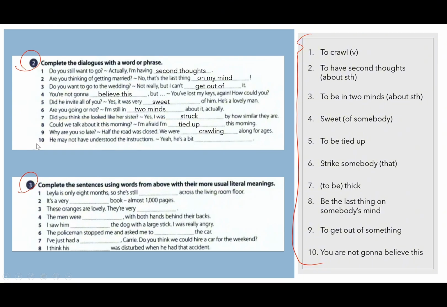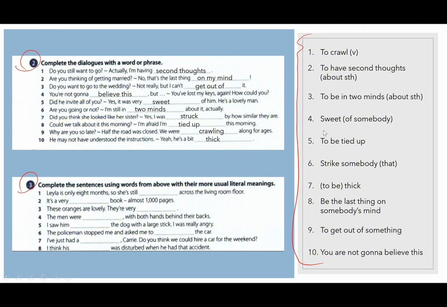Number 10. He may not have understood the instruction. Yes, he's a bit what? He's a bit thick. He's a bit stupid. He's a bit slow. He's a bit thick. All right, the next exercise. Complete the sentences using words from above with their more usual literal meanings. That is exactly the opposite of our previous exercise.